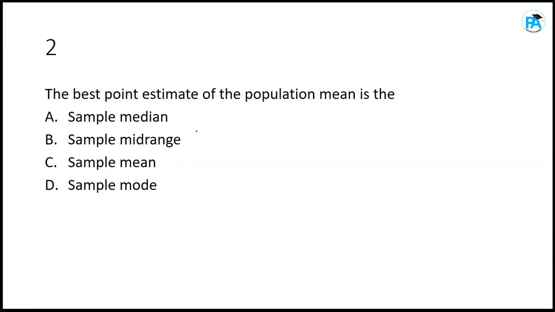Question 2 says, the best point estimate of the population mean is the... Now, the best point estimate of the population mean is the sample mean, okay? So the correct answer for this is C, sample mean.